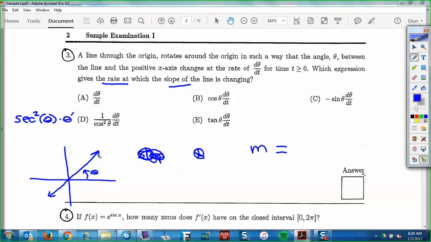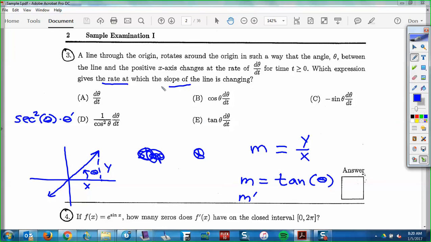Well, if you look at this, what is the slope of this line? Well, it's rise over run. Well, what's y over x? Tangent theta, right? So when we say the slope of this line is y over x, we're also saying the slope of this line is tangent theta. That's what the slope of that line is. So we want to know how fast that slope is changing. We want to find m prime.